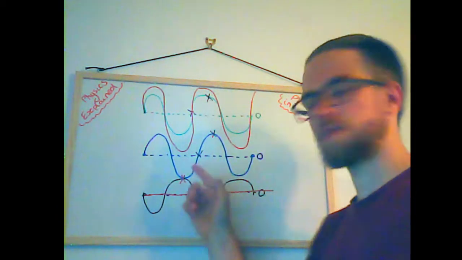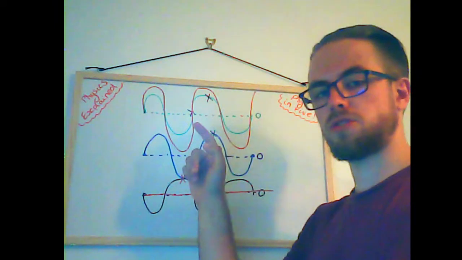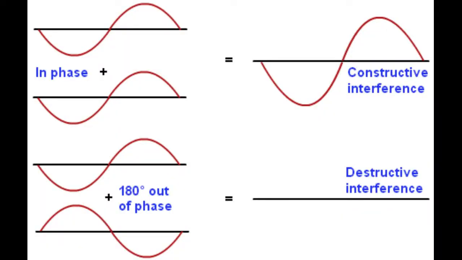Interference, where the two waves cancel each other out, is destructive interference, and when they add together, constructive interference. So we can see here clearly, as I've been saying, that when the waves are in phase with each other, their amplitudes add, and when they're exactly 180 degrees or pi radians out of phase, then they completely cancel each other out.